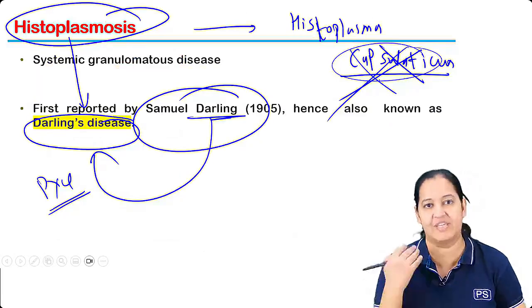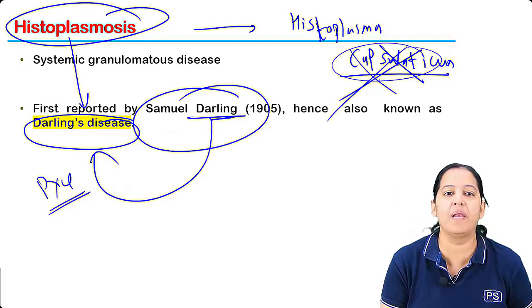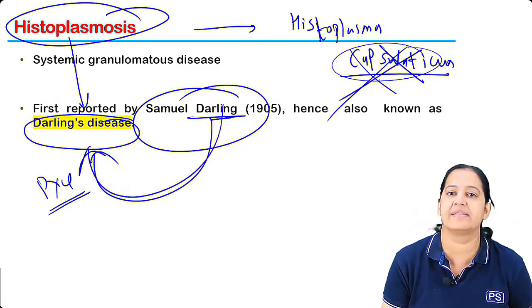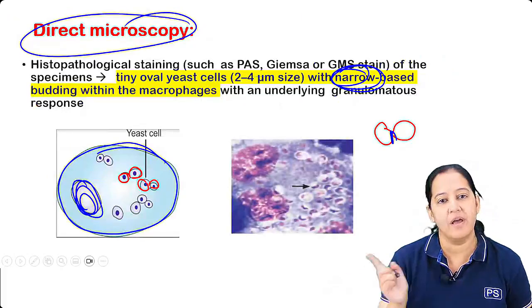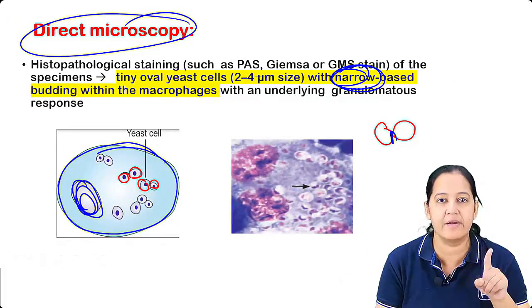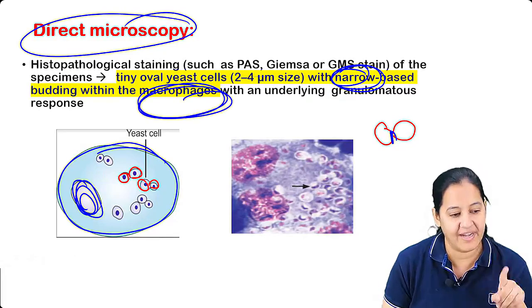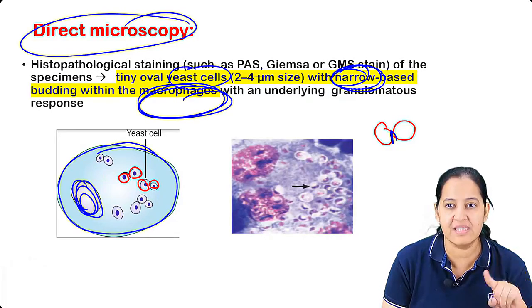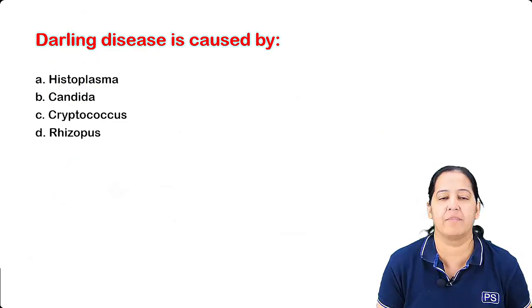Okay, let's proceed. I'm teaching you histo right now. In histo we saw the other name is Thomel Darling, so it is known as Darling disease. It is not capsulated. Histoplasma capsulatum but not capsulated. On direct microscopy it is intracellular. The first thing, it is intracellular, inside the macrophage, highlight the word macrophage, inside which the yeast is there, which has a narrow budding base.